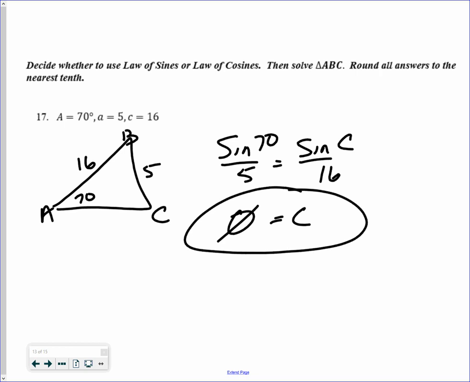No solution. So it is impossible to draw this particular picture. If you have a 70-degree angle with that side only being 5, this would actually not touch. So again, going back to our notes, this would be a situation where this could not be long enough to actually touch, and therefore there is no triangle.